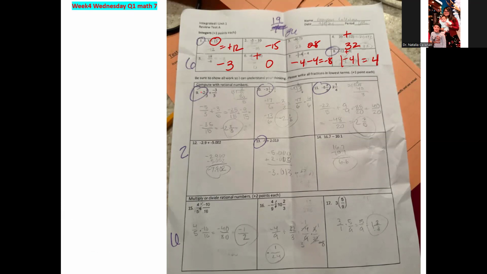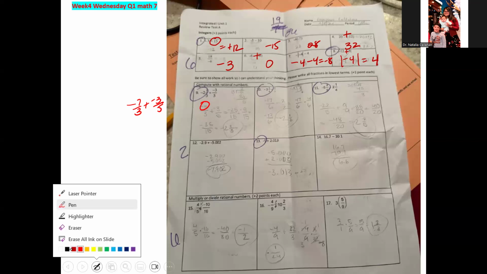Number 9. Negative 2 times 3 is a negative 6. Plus 1 is a negative 7 over 3. Plus negative 3 over 5. Everything you got wrong is you put a negative 5, which I don't know how you got a negative 5, because it's a negative 2 times 3, which is 6, plus 1 is a 7. From there, what's your lowest common denominator?